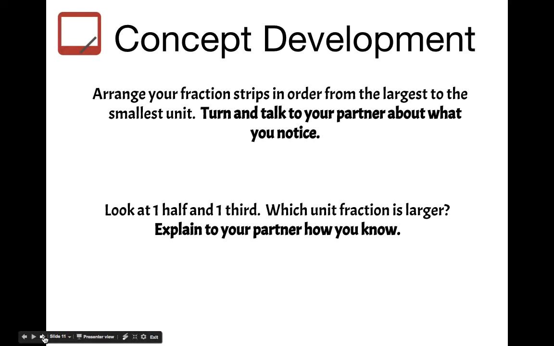All right, what you need at this point is your fraction strip bag. You can find that in the blue box on my table. And you will need some note cards that you can draw greater than, less than, and equal to on. So take out your fraction strips. Look at all the different units. Take a minute to arrange the strips in order from the largest to the smallest.